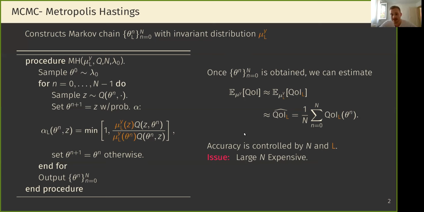Now, the issue here is that the accuracy of this estimator is controlled by both N, the number of samples, and L, the accuracy of this forward model. And in general, the number of samples that you need in the Metropolis-Hastings algorithm is quite large. And if for each sample you need to evaluate this complicated mathematical model, this approach can quickly become quite expensive. So the solution that we propose is to use multi-level techniques to try to lower the complexity of computing an expectation or estimating an expectation of this one.